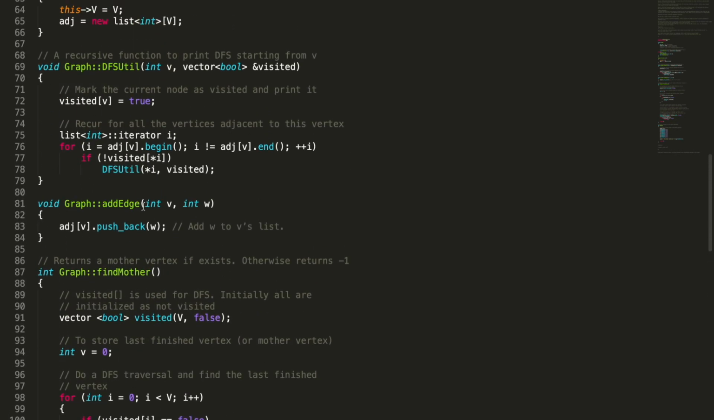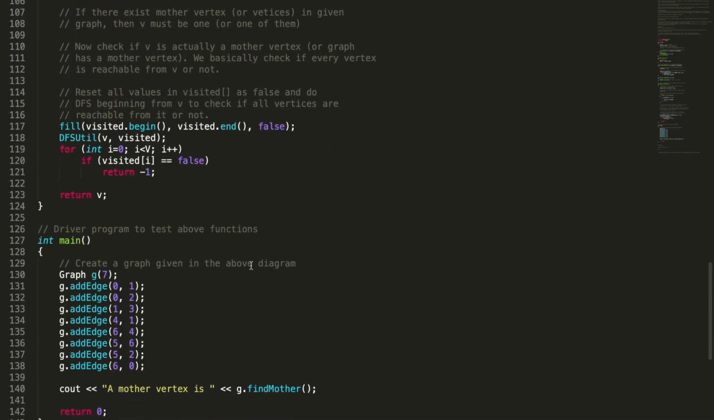Let's see it. The add edge function consists of two parameters. This is the starting vertex and this is the ending vertex. Because we are using a directed graph here, this is the reason we are using only this particular line. So what is this line going to do? You are going to add this W vertex into the adjacency list of V.